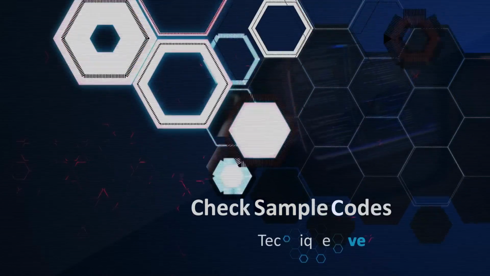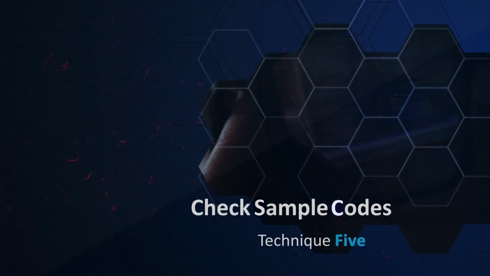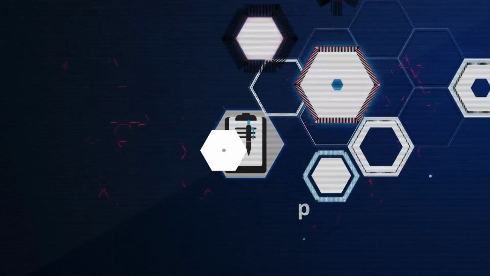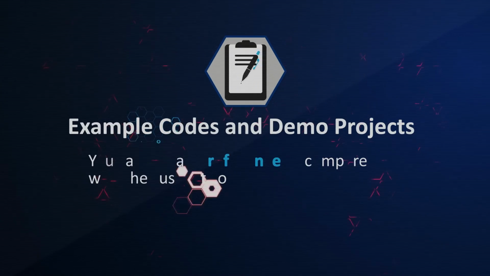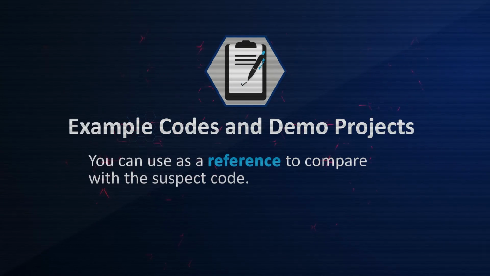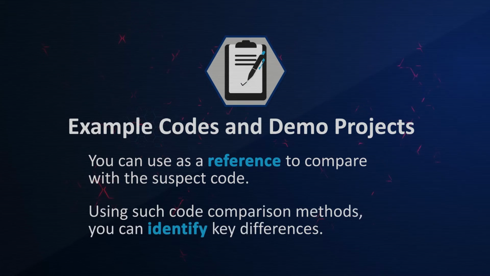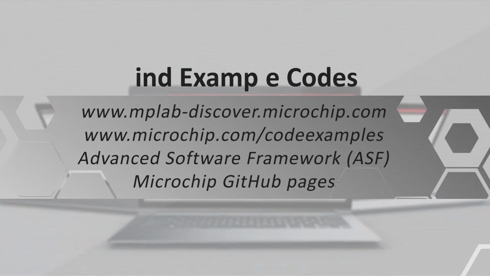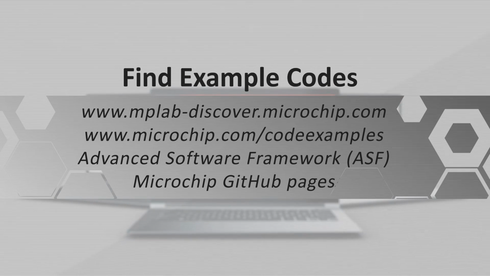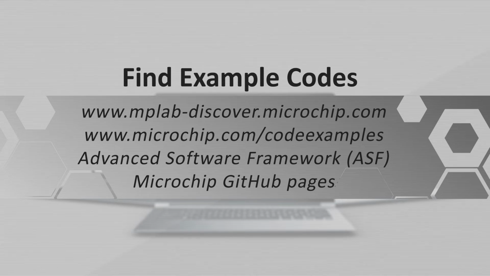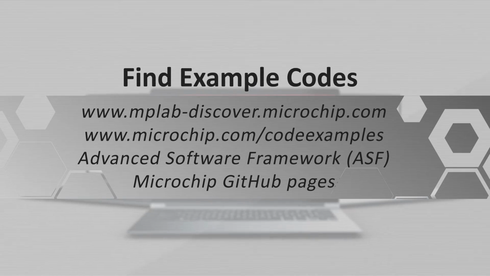The fifth technique is to check sample codes. Most devices have released example codes and demo projects that you can use as a reference to compare with the suspect code. Using such code comparison methods, you can identify key differences. You can find example codes in several locations such as mplab-discover.microchip.com, microchip.com/codeexamples, the Advanced Software Framework, or ASF, and the official Microchip GitHub pages.